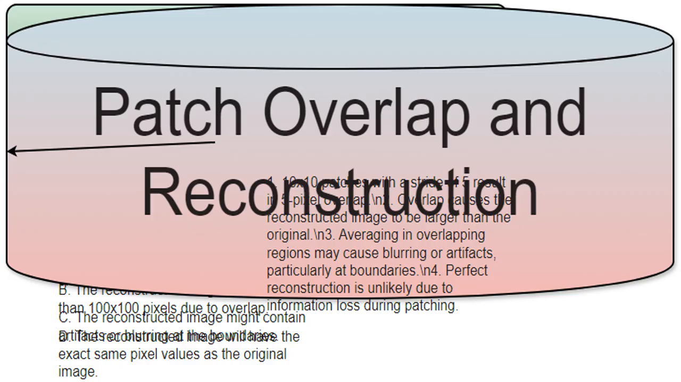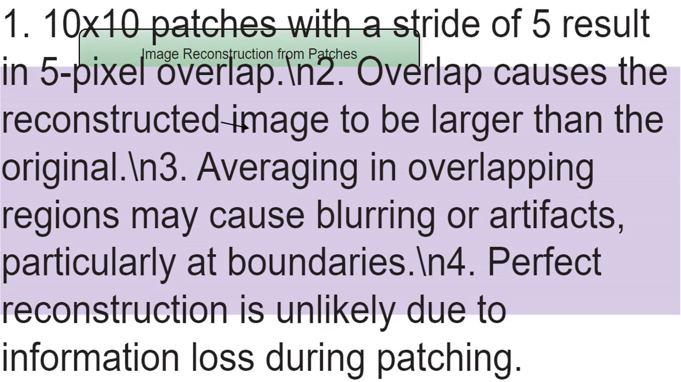This section sets up the concept of how overlapping patches affect image reconstruction. This is really important. This is a key observation. A stride of 5 means each patch overlaps the next by 5 pixels. This overlap is crucial to understanding the final result. Overlap is the key player here.